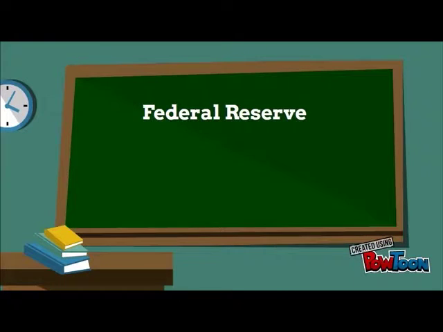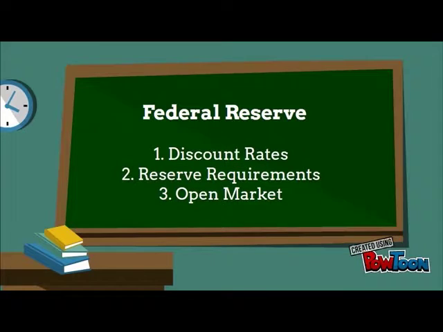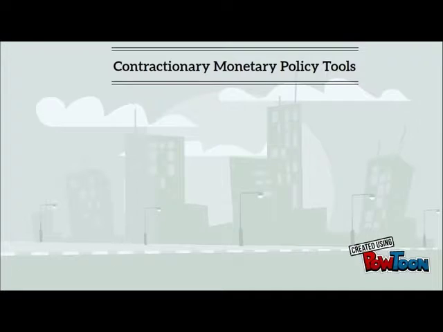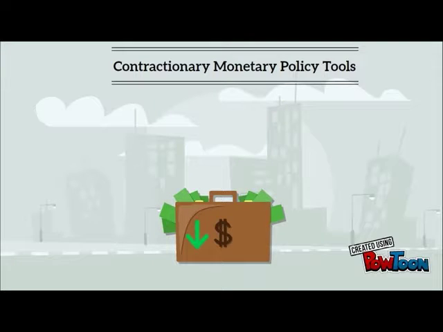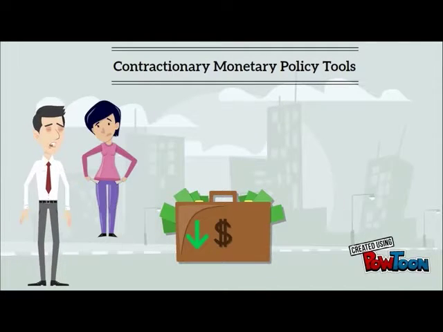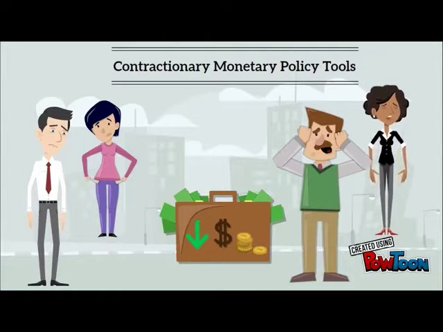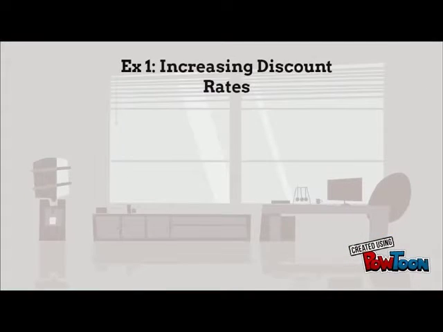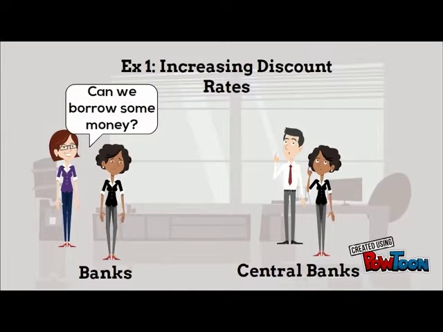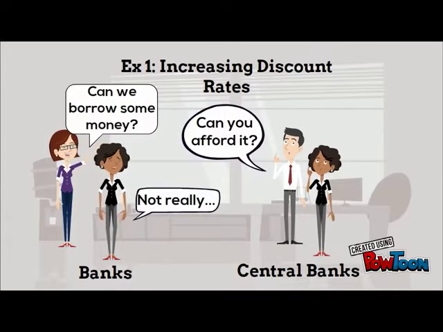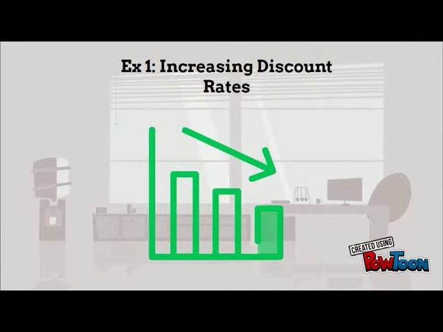The Federal Reserve can also use these 3 tools as contractionary monetary policy tools. Contractionary monetary policy tools are used to reduce the amount of money in circulation. This raises interest rates, which slow down the rate of borrowing and economic activity. By increasing the discount rate, it makes it harder for banks to borrow directly from the central bank since the interest rates have increased. As a result, the money in the economy decreases.